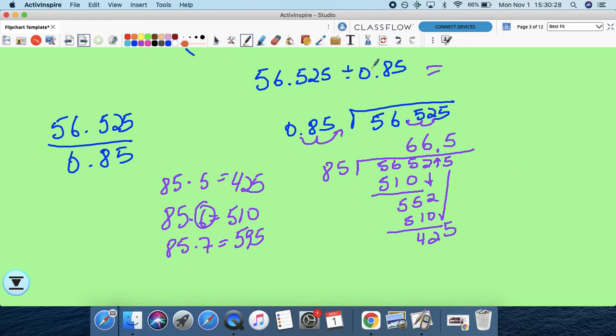Final answer, positive divided by positive is a positive, so we get 66.5. One second, please. So the quotient here is 65.5.